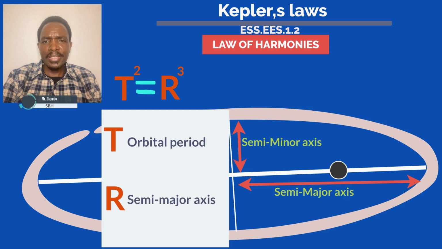This law compares a planet's orbital period and the length of its semi-major axis to those of other planets.